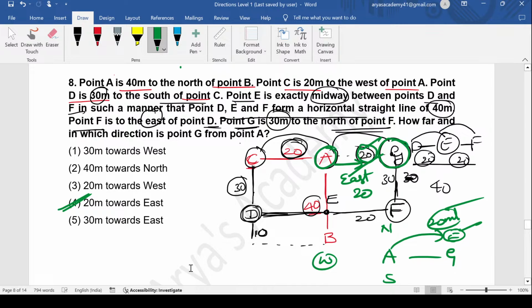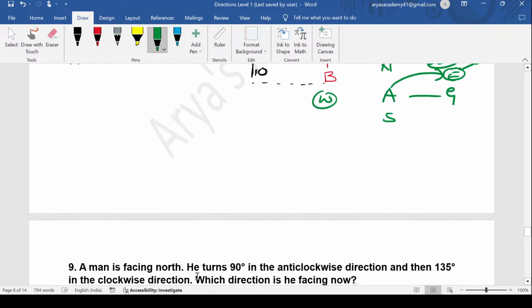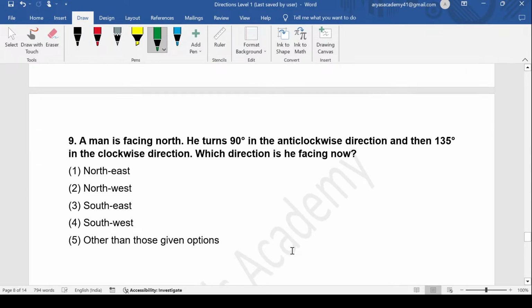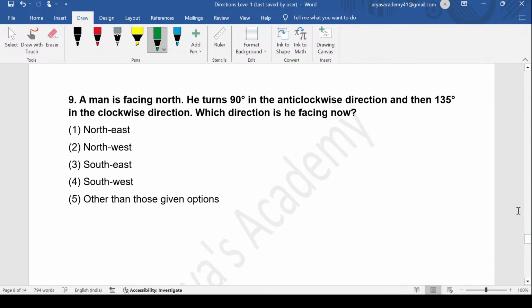So Harshita, is it clear for you? Yeah. Okay, we will solve the last two questions and we will stop. Yeah. Question number 9. Answer please.